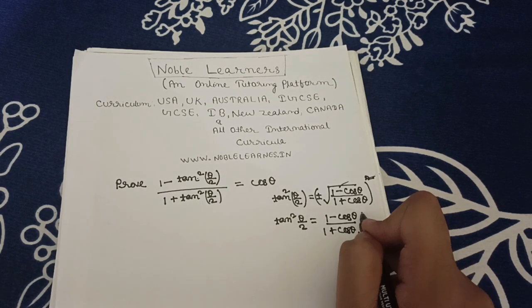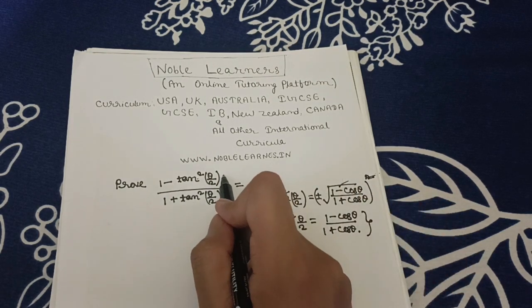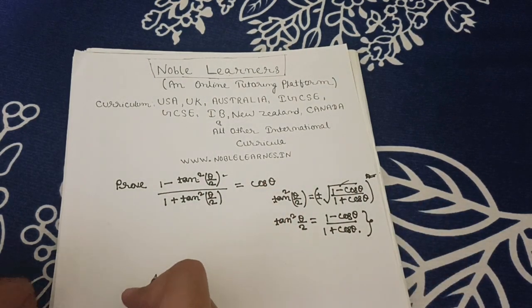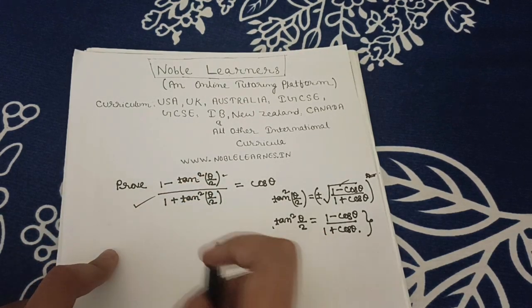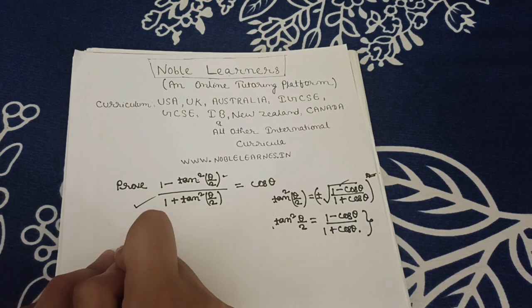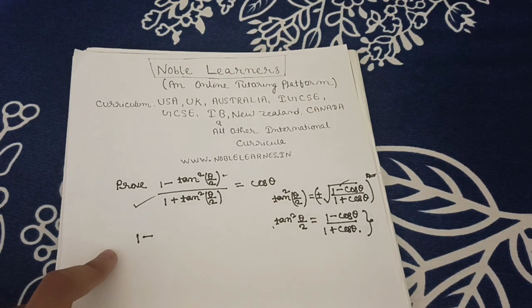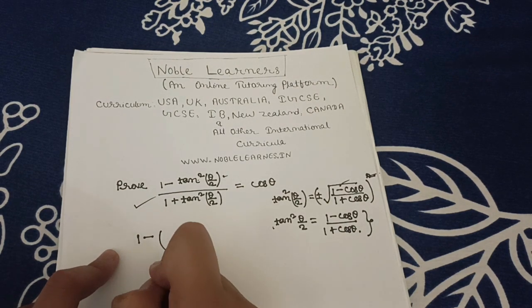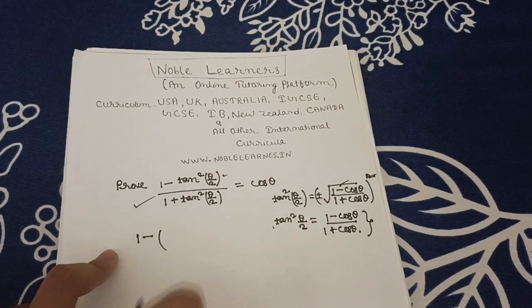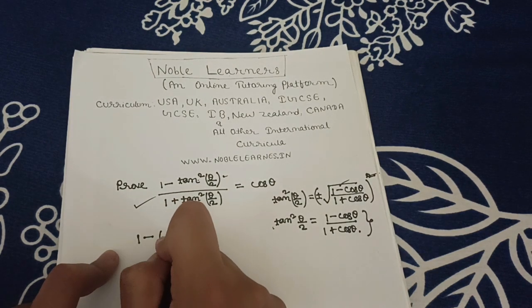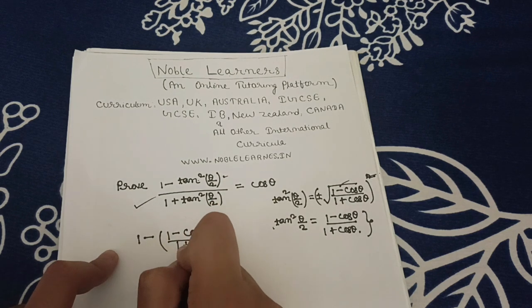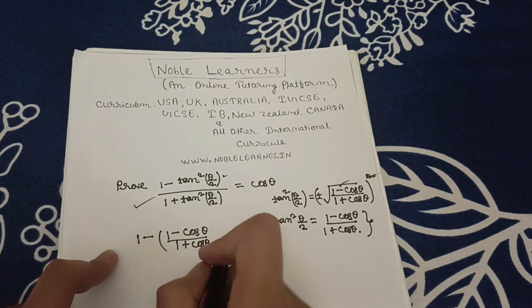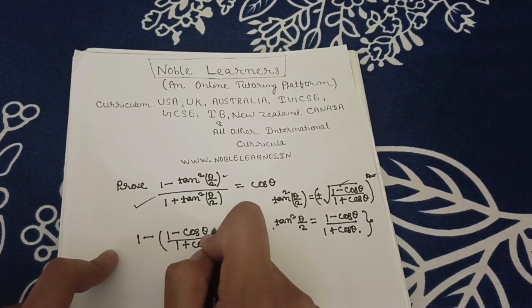Now I'm going to plug in this value in the function itself. I'm going to take the left hand side of the function, this entity, and plug in this value. So let us write over here: 1, don't forget to put a minus sign and a parenthesis because the minus sign would be distributed. It is very important. So you are going to write 1 minus cosine theta upon 1 plus cosine theta instead of tangent square theta upon 2. That is the half angle formula.